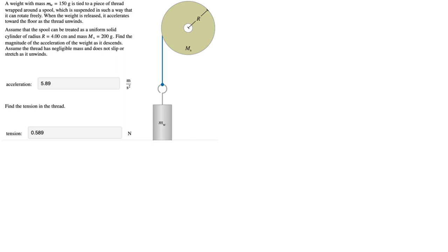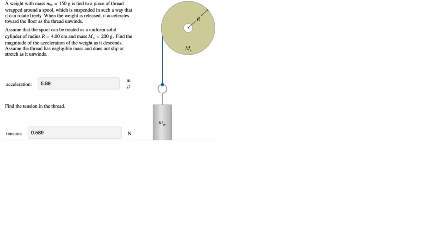So we have a weight with some mass m_w that's tied to a piece of thread wrapped around a spool, which is suspended in such a way that it can rotate freely. When the weight is released, it accelerates towards the floor as the thread unwinds. Assume that the spool can be treated as a uniform solid cylinder with given radius and mass, m_s, and find the magnitude of the acceleration of the weight as it descends. Assume the thread has negligible mass and does not slip or stretch as it unwinds. And after that, we'll find the tension in the thread.